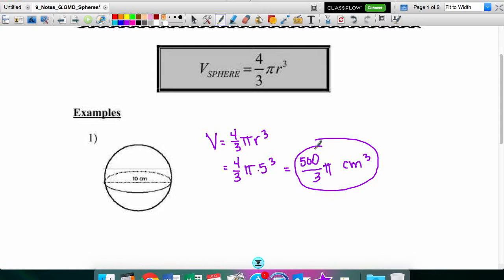If you don't like this, maybe you don't like the fact that there's a pi and a fraction within there, and you prefer a decimal, you could obviously put 500/3 times pi into your calculator, and your decimal equivalent is roughly 523.6 centimeters cubed. Either answer is once again acceptable in this unit.